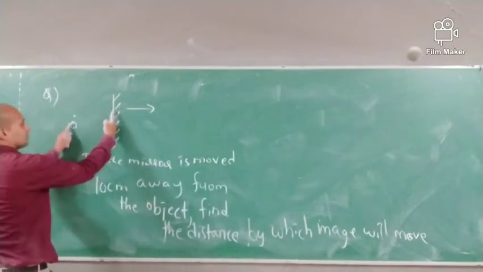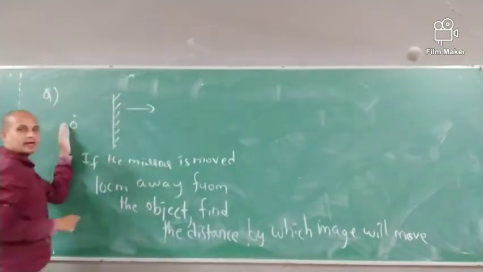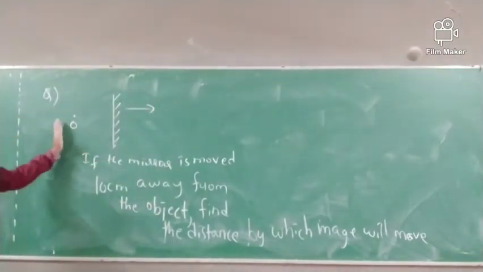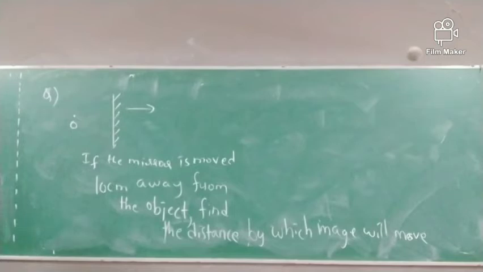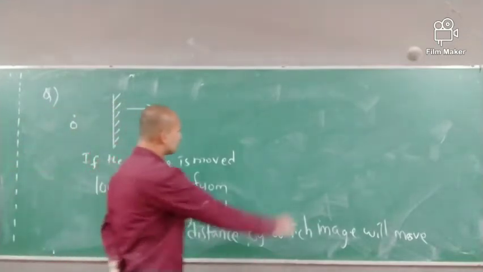So one object is there. If I move this mirror, by what distance is the image going to move? What is the displacement of the image? We can calculate it very easily.